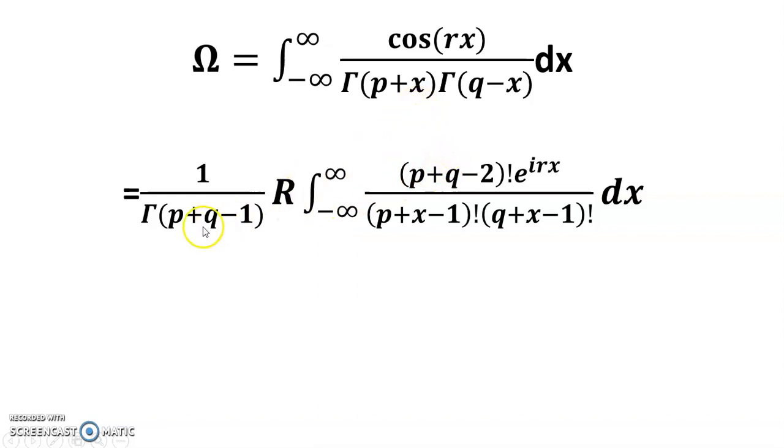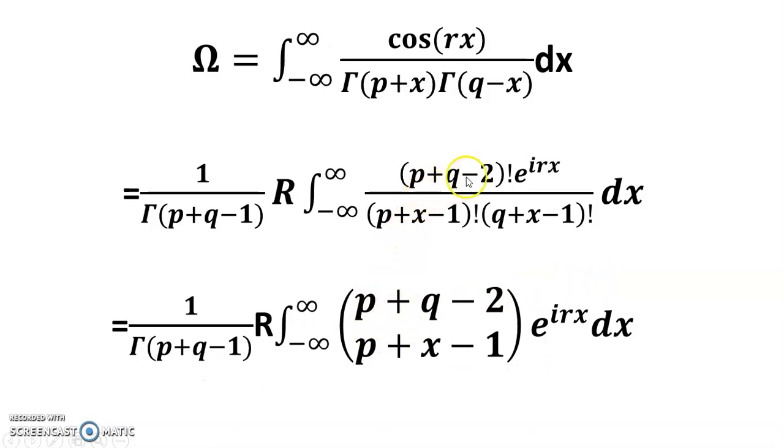So that i, and multiply gamma p plus q minus 1, so it is p plus q minus 2 factorial, and e to the power i rx, p plus x minus 1 factorial, q plus x minus 1 factorial. So friends, I hope you can understand this calculation and dx.